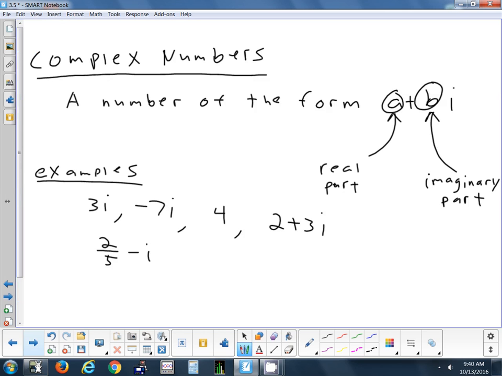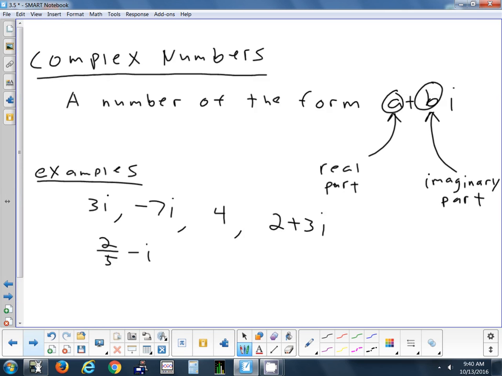Okay, so down below I have all different examples of complex numbers. Let's take a look at 2 plus 3i. Can anybody tell me what the real part is in 2 plus 3i? Yeah, 2. And how about the imaginary? 3. Okay, so the real part is 2, imaginary part's 3.